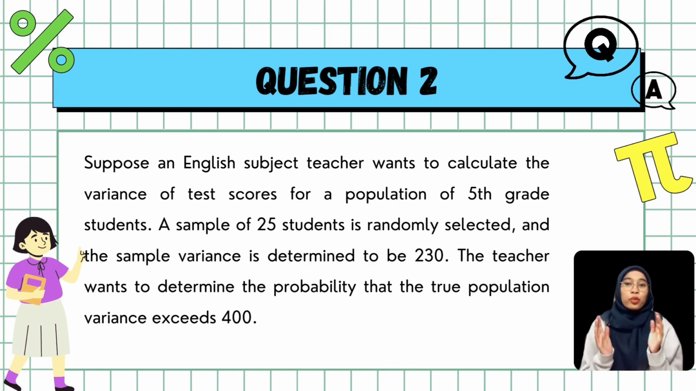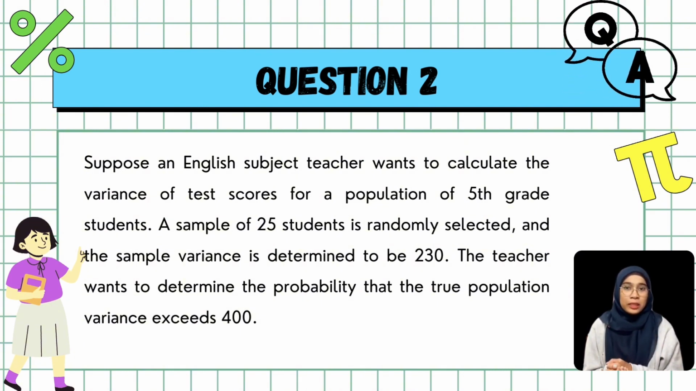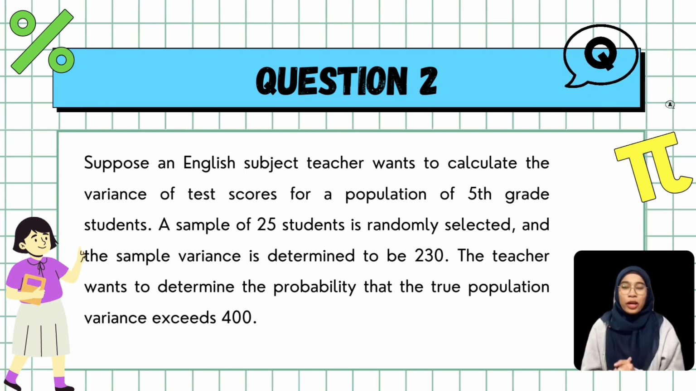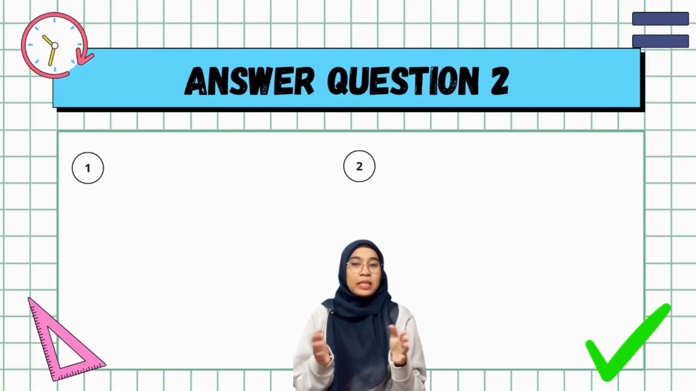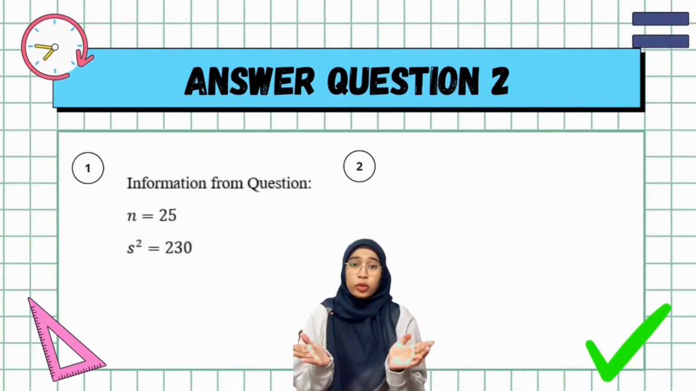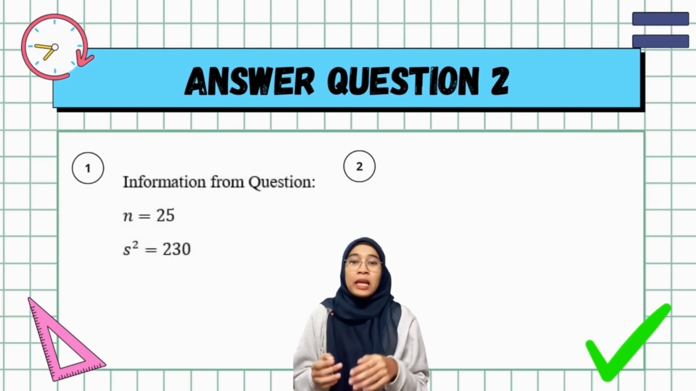A sample of 25 students is randomly selected and the sample variance is determined to be 230. The teacher wants to determine the probability that the true population variance exceeds 400. On the question given, just like the previous question, the first step is to identify the crucial information or data, which is the sample of 25 students we denoted as n, and also the sample variance S square, which is given the value 230.